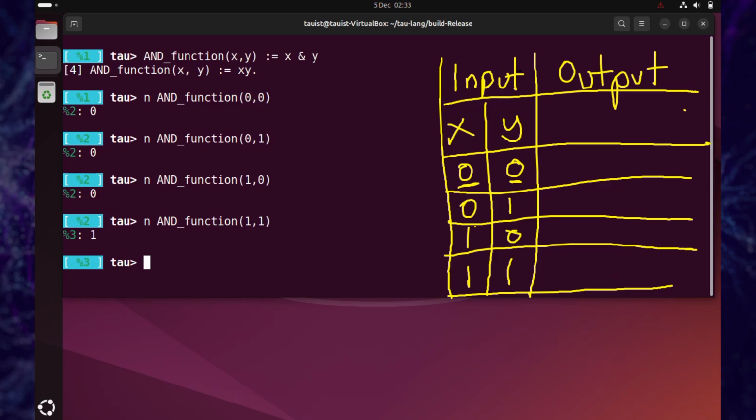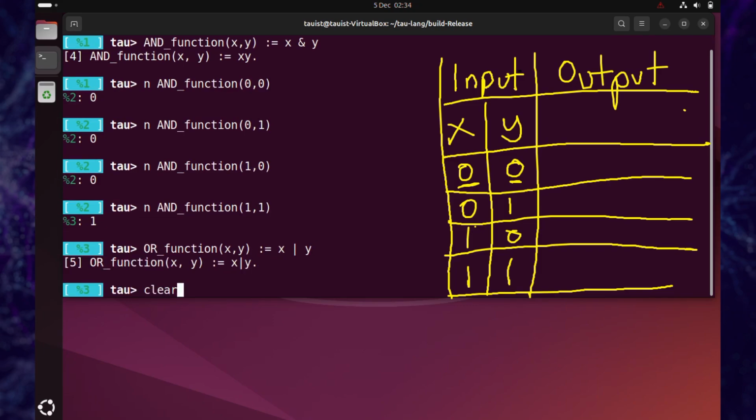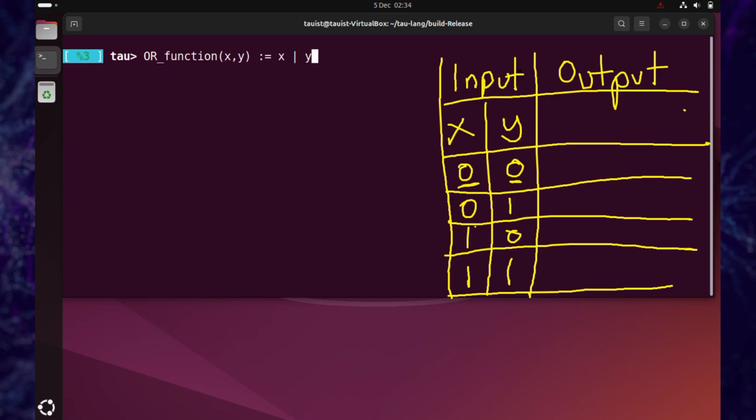Now let's go to the OR function. Let's type in or underscore function, and then I'll also add x and y, and equals to x or y. Okay, we have it. Let's clear it out first and let's type it again. Yes, now we will normalize it, and provide the value.